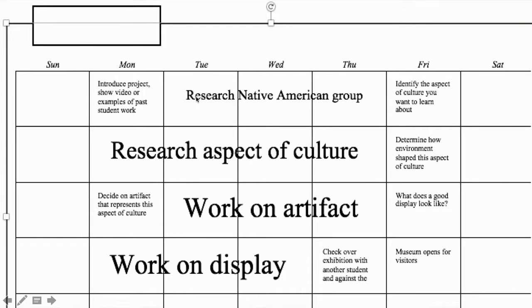Now, like I said, students might do these in very different ways. In other words, when they're researching the Native American group, one student may only need 2 days to do that research. Another student may need 4 days or 5 days. They'll have to figure out how to manage their time.